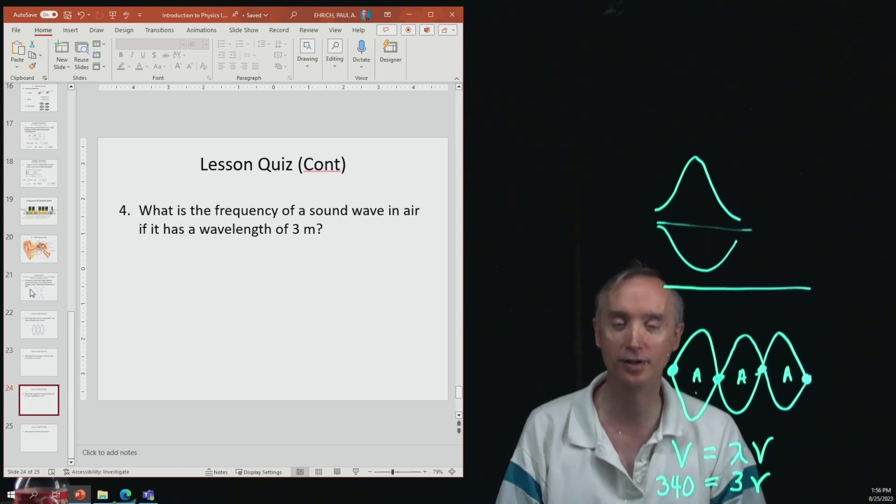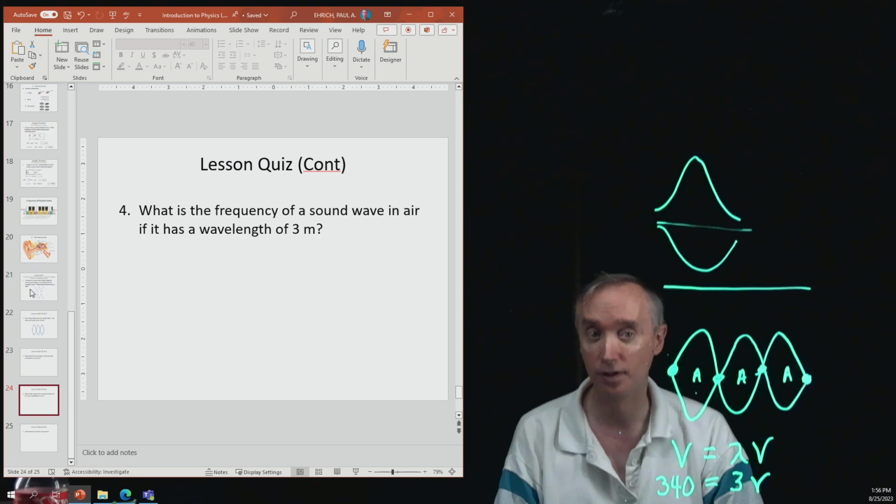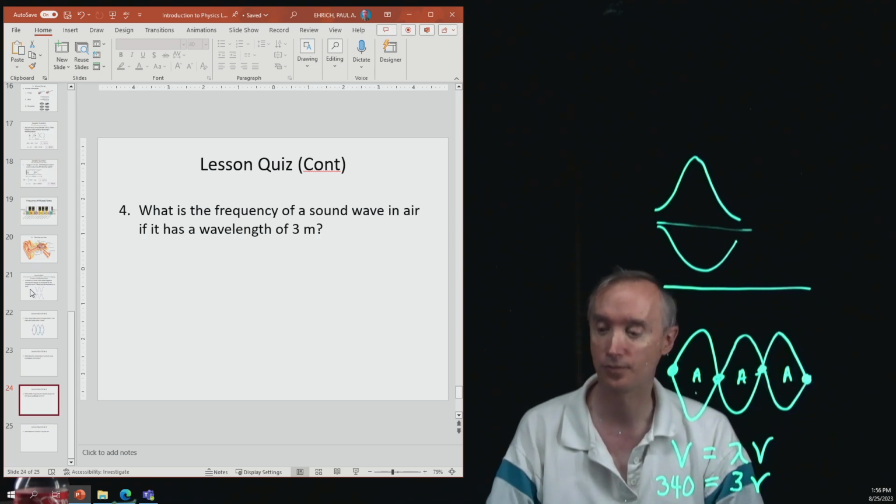So 340 divided by 3, and then that's going to be the frequency in what units? Don't forget to tack on the unit. That's going to be hertz.